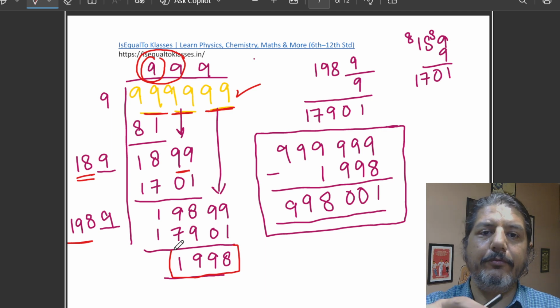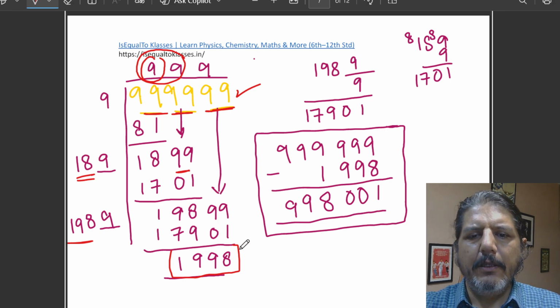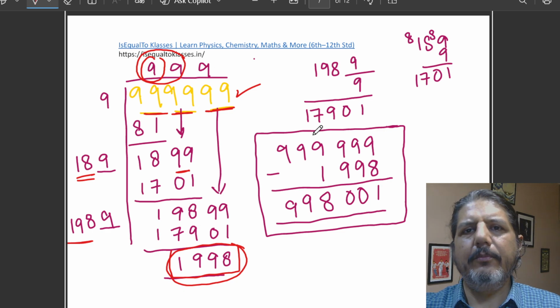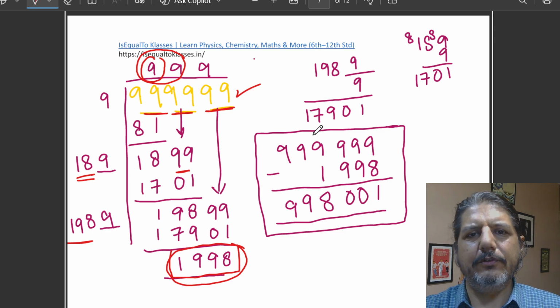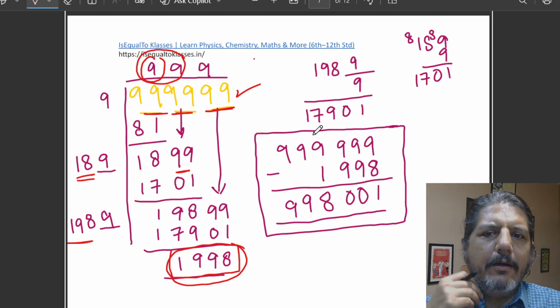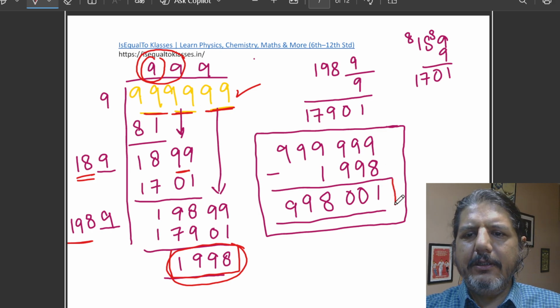If you are not aware of the long division method, please refer to the video which is given in the comment section. Otherwise, this won't make any sense. Now, this is a number 1998, which I have to subtract from my assumed number, which I had assumed was the biggest number which is a perfect square. So I subtract 1998 from 999999, and this is the number which remains.